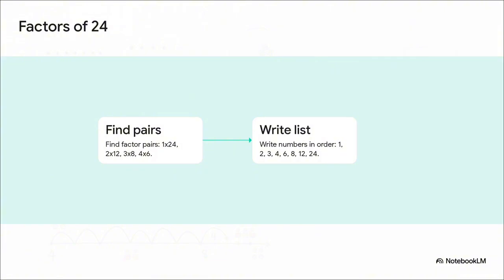Once we have our pairs, we just unpack them and neatly write them out in numerical order. 1, 2, 3, 4, 6, 8, 12, and 24. And there we have it, a perfectly closed, limited list.